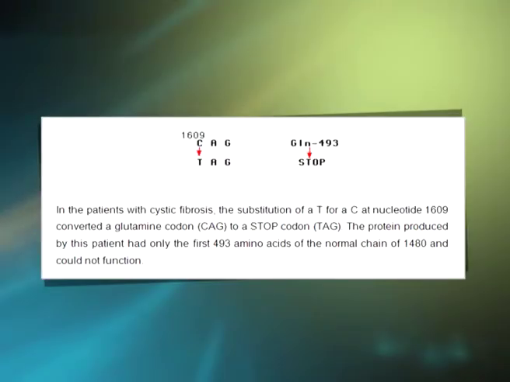Here you can see a figure on the screen. In this patient with cystic fibrosis, the substitution of a T for a C at nucleotide 1609 converted a glutamine codon, that is CAG, to a stop codon TAG. The protein produced by this patient had only the first 493 amino acids of the normal chain of 1480 and could not function.